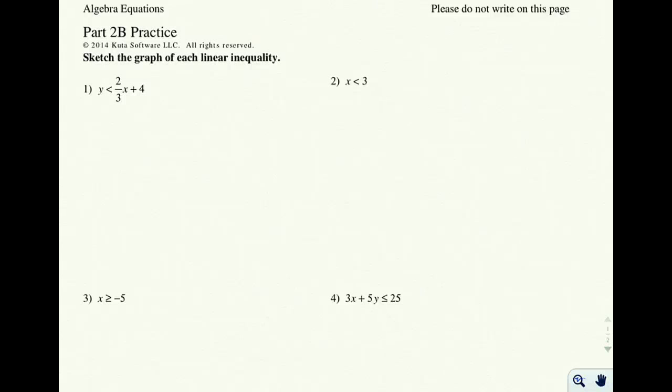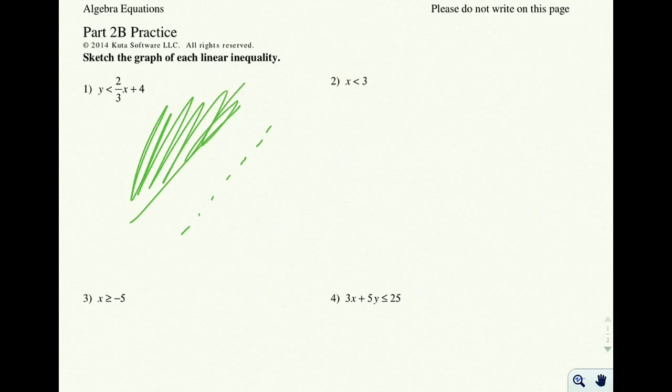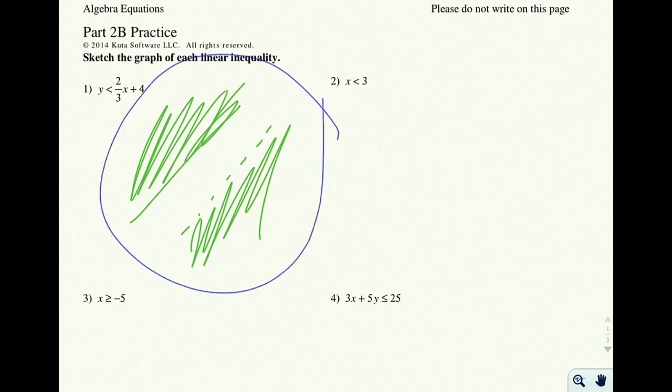We're going to look at section 2b, where we are graphing linear inequalities. All we're doing is graphing lines, except we have to make a couple extra decisions. One is, are we going to have a solid line or a dashed line? Another is, are we going to shade above the line or below the line? So those are the questions that we're essentially going to be trying to figure out here.